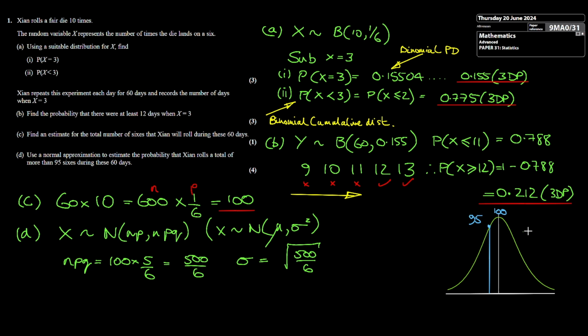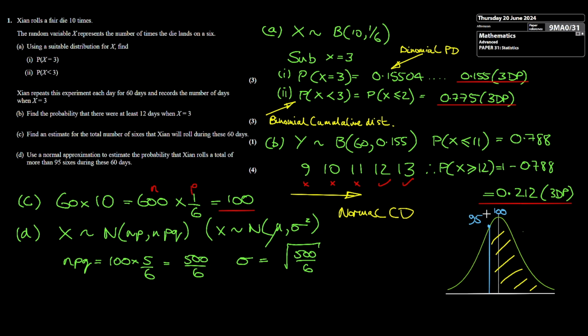I think it always helps to just pop in a very simple diagram, or just draw yourself a very simple diagram of the situation. Here we have the mean value. Here we have 95. This is the area that we want to calculate the probability of using the normal CD function on the calculator. So we've got a problem here with our 95 when we're working out the lower limit of the calculation we've got to make. The question tells us that Zian rolls a total of more than 95 sixes. So we want the area of 96 and above.